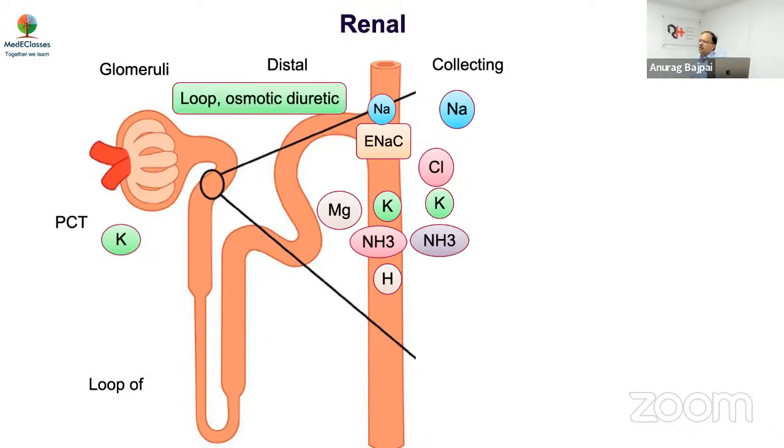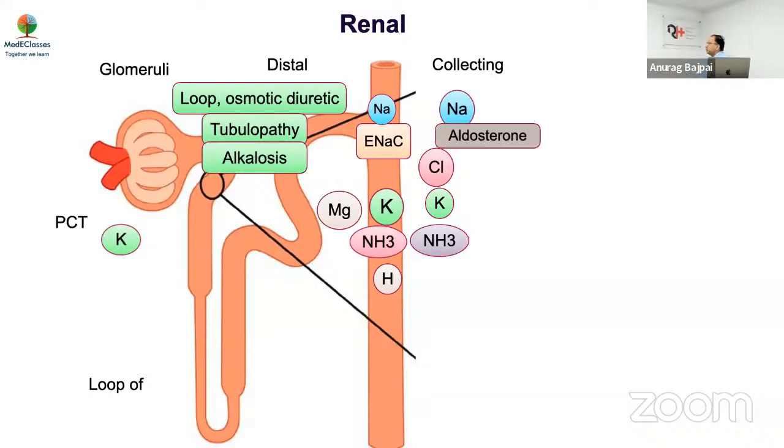Now, if you have taken diuretics like either thiazide or furosemide, or there is a tubulopathy in which you're losing a lot of sodium, it will all result in more delivery of sodium to the collecting duct. So more sodium will be there for exchange, and more potassium will be lost. So all these conditions, be it tubulopathy, loop or osmotic diuresis, will cause hypokalemia. And as I said, hypokalemia causes alkalosis, and alkalosis causes hypokalemia. So this is a vicious cycle which will keep on going in that regard. This is something to remember.